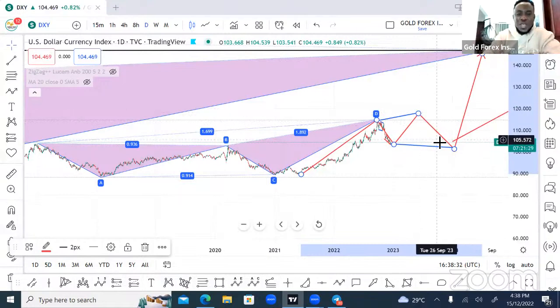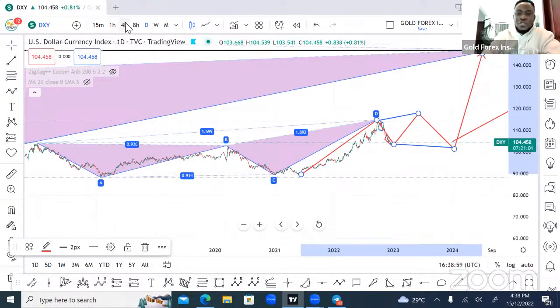There are three types of flats. You have the running flat, expanded flat, regular flat. Any of them can form here. But I'm expecting that at 38.2, it should go all the way to the top or just go up a little and drop to 61 before. It depends on the kind of correction that is forming. As of now, we don't know the kind of correction that is forming. So we are anticipating either a zigzag, a flat, and it can even form a triangle.